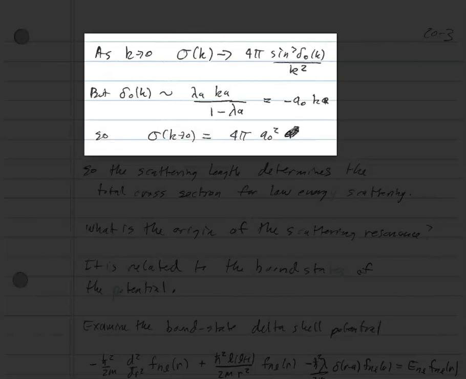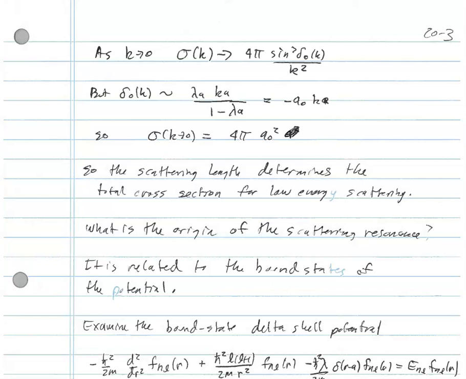And if we plug that in and look at the limit where the a0 is small here, then sigma of k as k goes to 0 will be proportional to 4 pi a0 squared, because we did an expansion of the sine a0k and said it was equal to a0k. So the scattering length when we're not on resonance will determine the total cross-section for the low energy scattering. Of course, when we're on resonance, it'll get much more complicated than that.